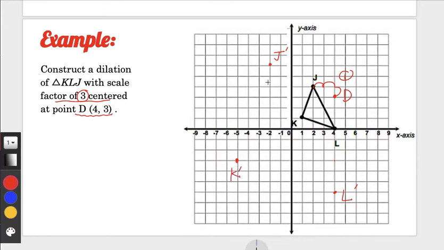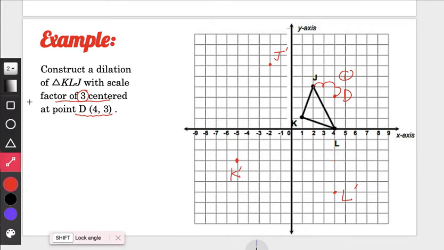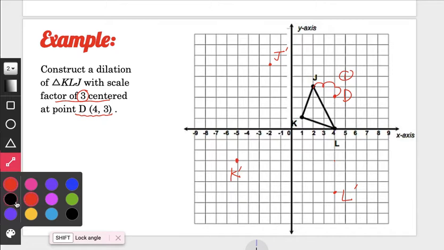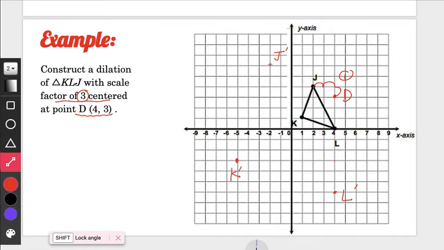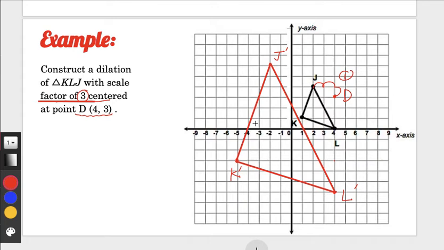As you can see now we have 3 points. Now I just need to connect them. So it's going to be J prime to K prime, then K prime to L prime, and then L prime to J prime. Okay, now as you can see, this is an enlargement because our image is getting larger. So this is how we construct this dilation on the coordinate plane. And also, please do not forget this scale factor, scale factor 3 is a keyword here to tell us how many times we need to move.